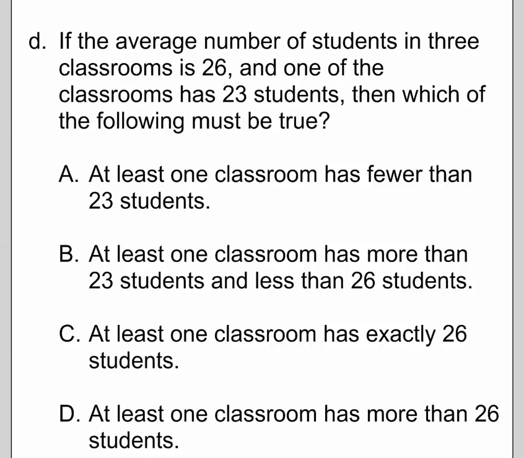So let's look for something that says that. At least one classroom has fewer than 23 students. That doesn't have to be true. At least one classroom has more than 23 students and less than 26 students. Again, that doesn't have to be true. At least one classroom has exactly 26 students. It's an average. You don't have to have one of the classrooms having 26. At least one classroom has more than 26 students. Yeah. That's our answer right there.